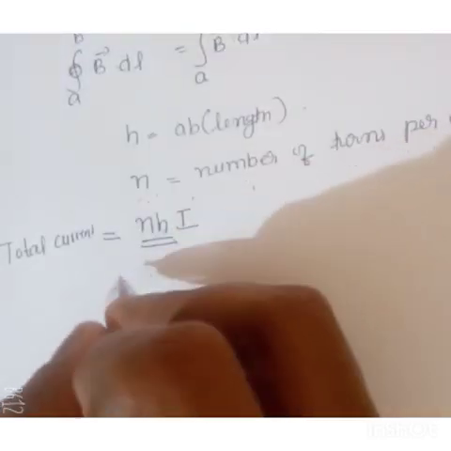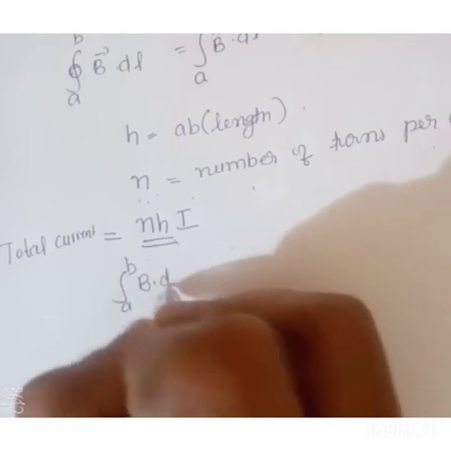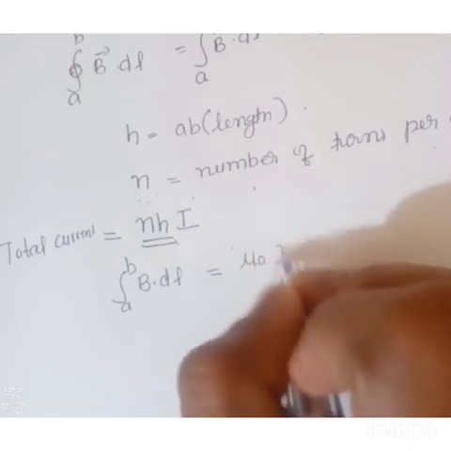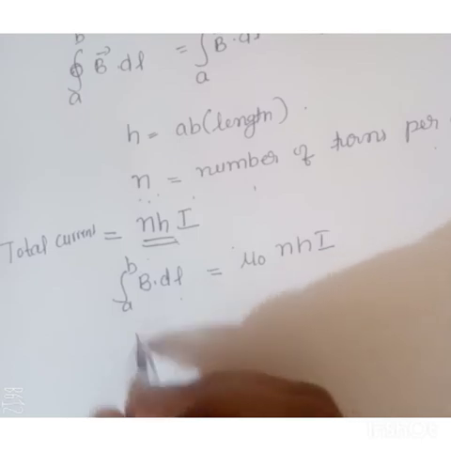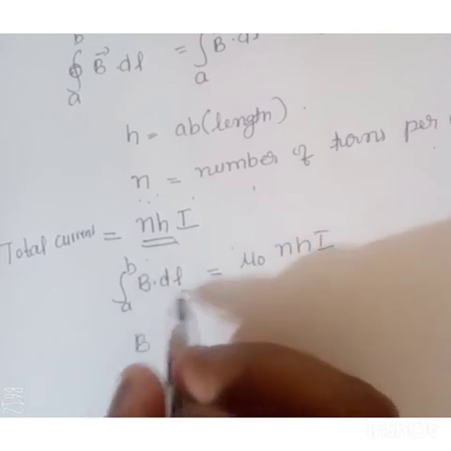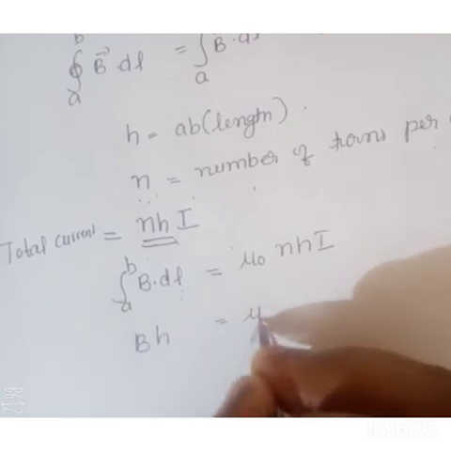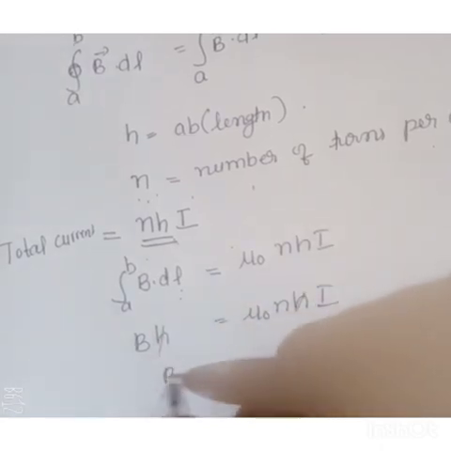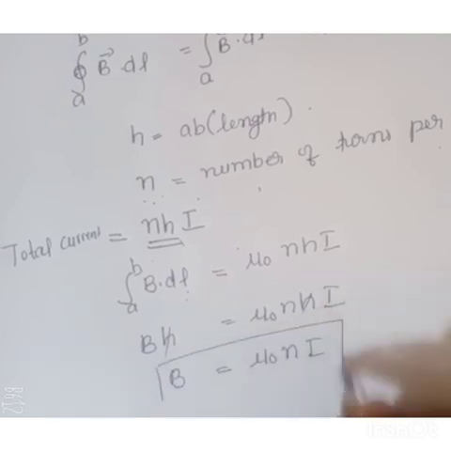Then again write the Ampere circuit law: the integral of A to B, B dot dl, is equal to mu 0 into total current, that means nhI. This side is also B times the integral of dl, which means the length of that loop, that is h. So Bh is equal to mu 0 nhI. The h's cancel, then the magnetic field B is equal to mu 0 n into I.